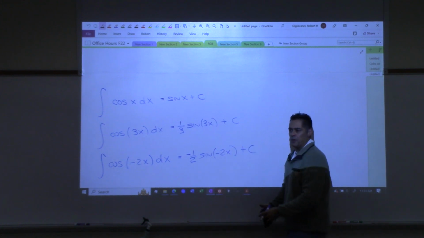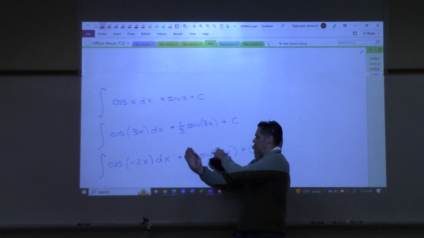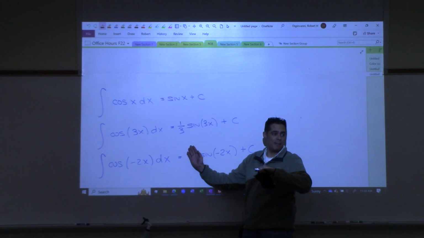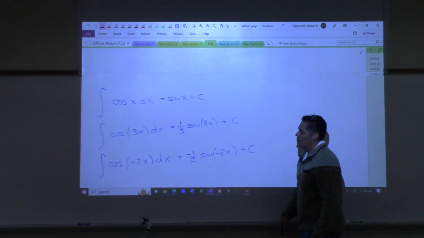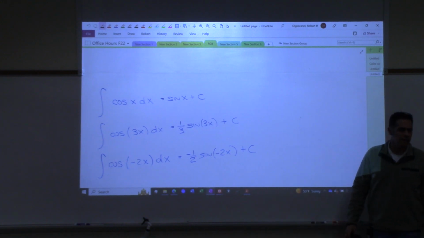Same exact principle, right? If I just put that there, the derivative of that would give you cosine of negative 2x, but then you'd have a negative 2 pop out because of chain rule. We don't want that negative 2 there, so we put a negative 1/2 to kill off the negative 2, right? And from this, couldn't we just come up with an arbitrary formula?